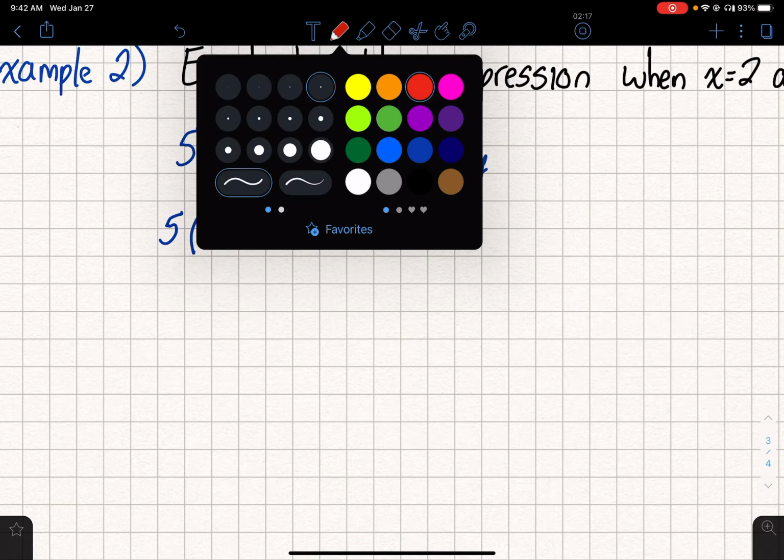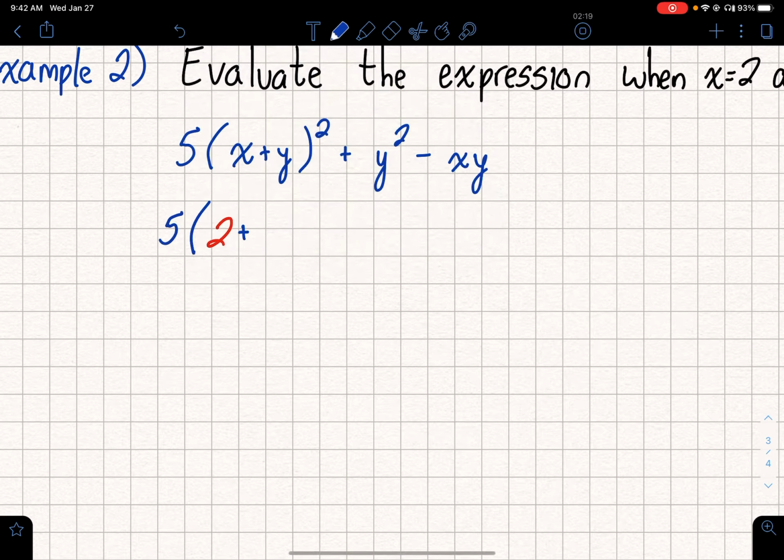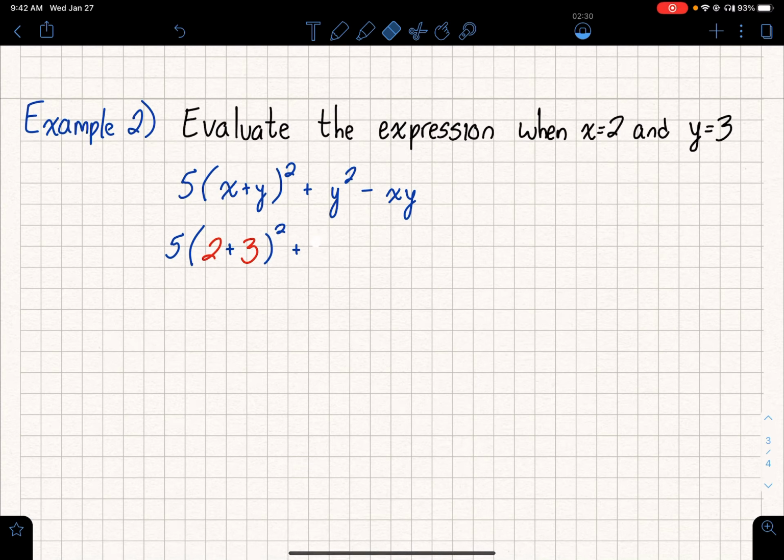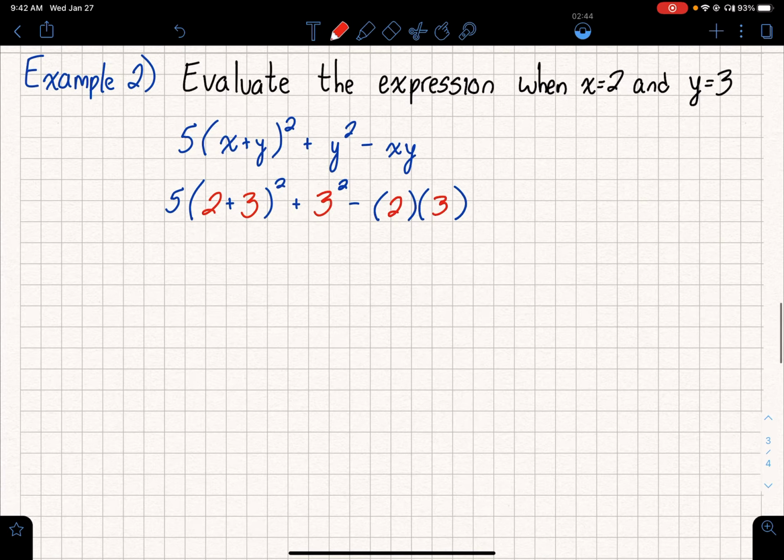2 plus 3 squared plus y squared, which y is equal to 3. Whoops, need the pen. 3 squared minus 2 times 3. You guessed it. 2 times 3.